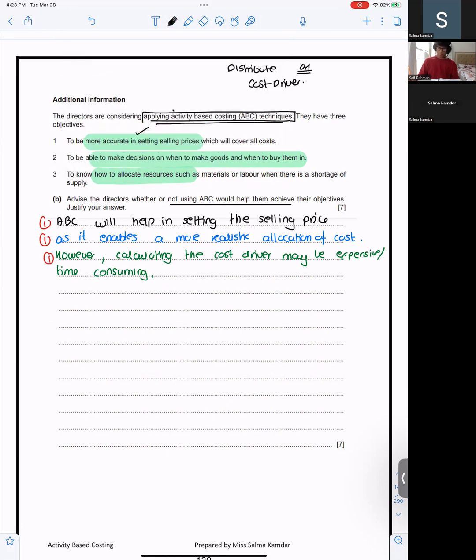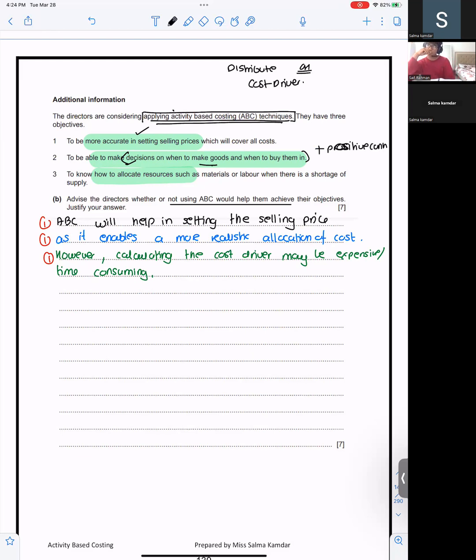Does ABC help to make decisions when to make goods and when to buy goods? Make or buy decision? How does ABC help to decide whether you have to make a good or buy a good? When do we decide whether to make a good or buy a good? As long as the product is giving you a positive contribution, you can decide to make a good or buy a good.